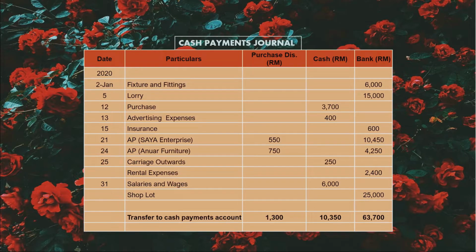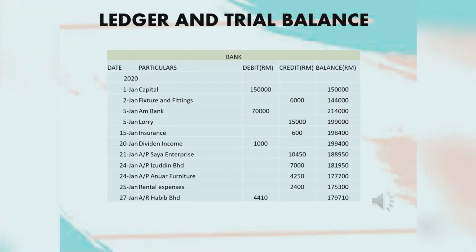The business also paid RM25,000 by cheque for the shop lot. The accumulated amount of purchase discount is RM1,300. Payment by cash is RM10,350 and payment by cheque is RM63,700. And now is the ledger and trial balance.